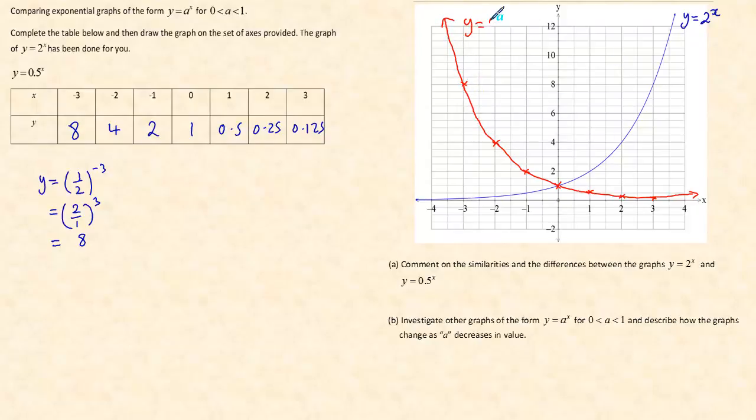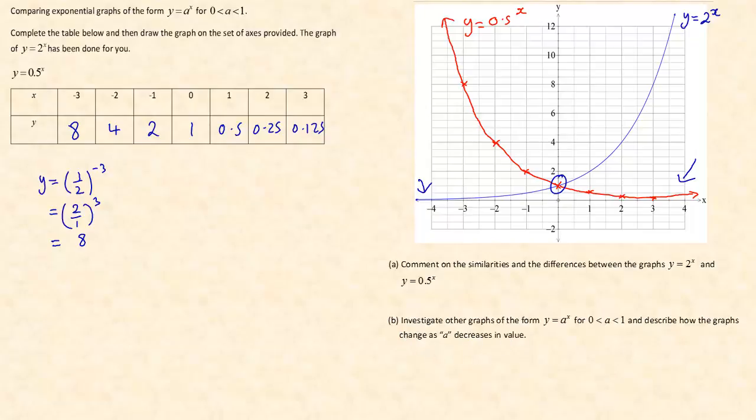So this one here, 0.5 to the x, is a reflection in the y-axis of the y equals 2 to the x. So similarities. They still have the same y-intercept. The x-axis is still an asymptote, but for this one it's the positive x-axis that's the asymptote, and for this one it's the negative. Then note the slope. This one starts small and then gets very, very big. This one starts big and gets very, very small.